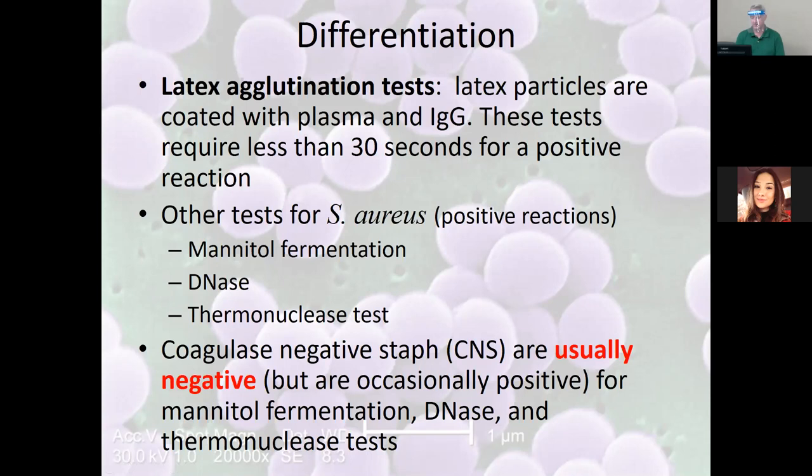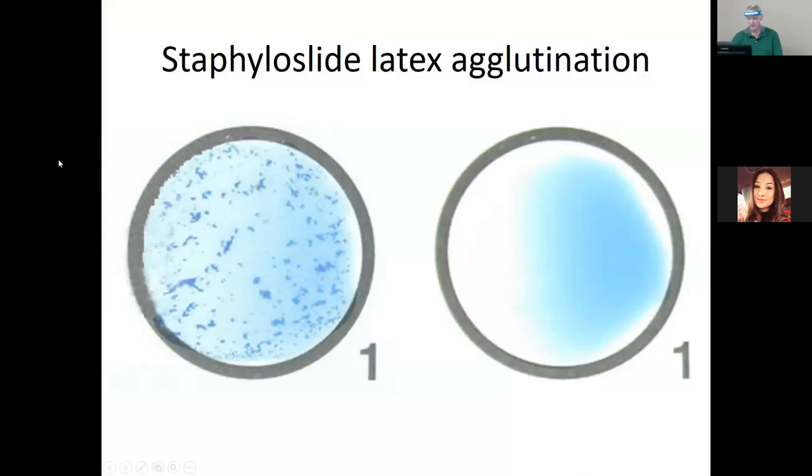If it is a positive reaction, other tests that we can do are mannitol fermentation. We've seen that with our mannitol salt. We have some others. We deal a little bit with DNase, not very much, and then the thermonuclease test. I'm going to stick with the ones we talk about, okay? Mannitol, but just know those are there. Coagulase negative staph are usually negative, but are occasionally positive for mannitol or DNase or thermonuclease tests. So that's just kind of a little warning there. They're usually negative for the other determinants, but they may not be. So your go-to is the coagulase test. Again, we're doing the staphylocide latex agglutination test. This would be a positive, that's a negative.